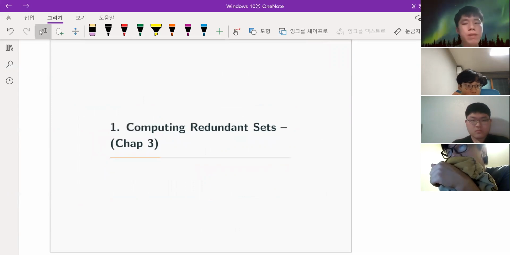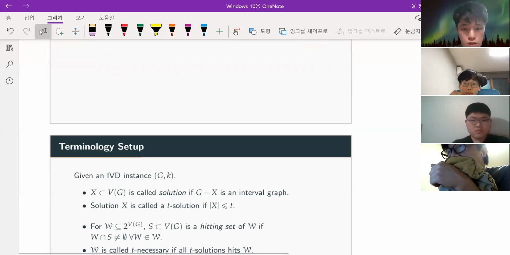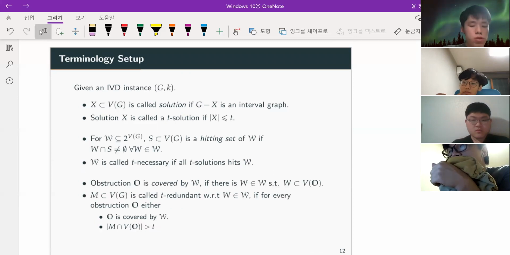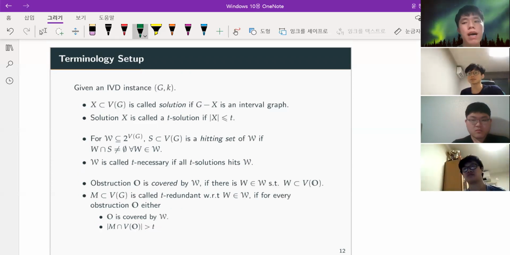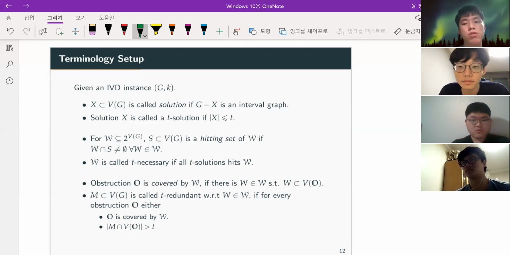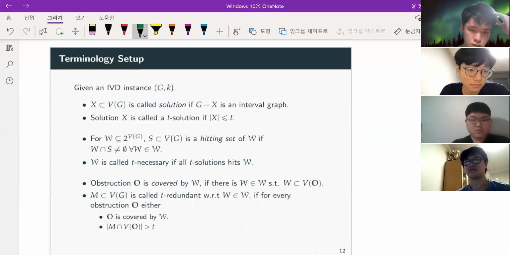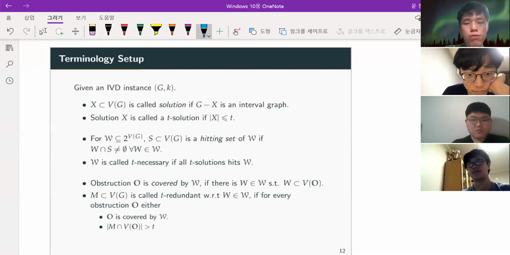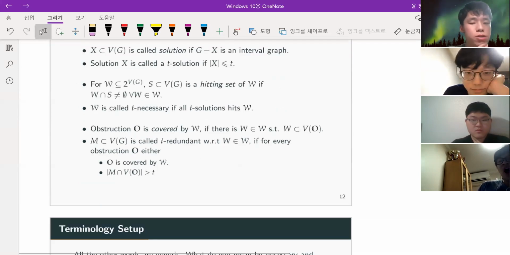So the preliminaries are done. Now we move on to the main problem solving step. To set up some terminology, let's define an IVD instance (G, k). G is a graph, and k is the number of vertices to be deleted. Generally, X, a subset of V(G), is called a solution if G without X is an interval graph. And a solution X is called a t-solution if it has size at most t. It is not hard to understand.